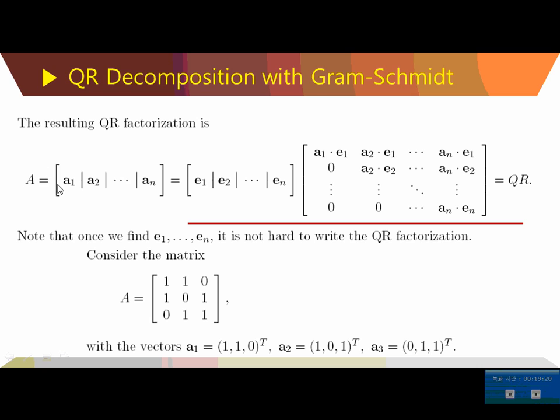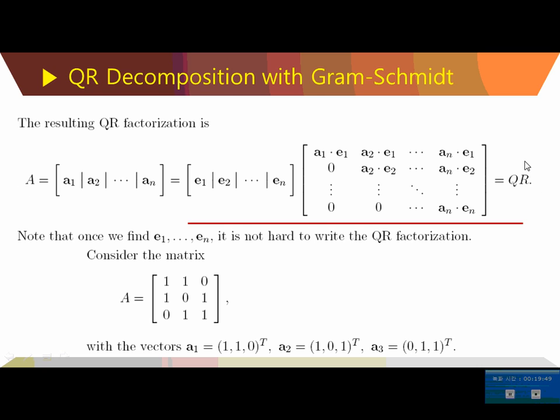Then this matrix can be written as the normalized vectors e1, e2, up to en, times this matrix, which is an upper triangular matrix. The columns of the first matrix are orthonormal, so this is a real orthogonal matrix, and this is an upper triangular matrix. So we can write this as Q, a real orthogonal matrix, times R, an upper triangular matrix. So this can be done.